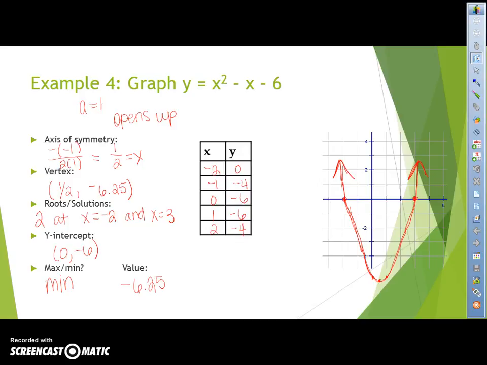You will notice that in my table, I did not actually write the vertex as one of my coordinates. Since it didn't fall on an integer value, it's a little bit easier to graph just the ones around it. But looking at the graph, you can see over here that I actually graphed it as the vertex there. So it has two solutions this time. Those occur at negative 2 and at 3. Your y-intercept, when x is equal to 0, is a negative 6. And it has a minimum value at the y value of your vertex, so negative 6.25.